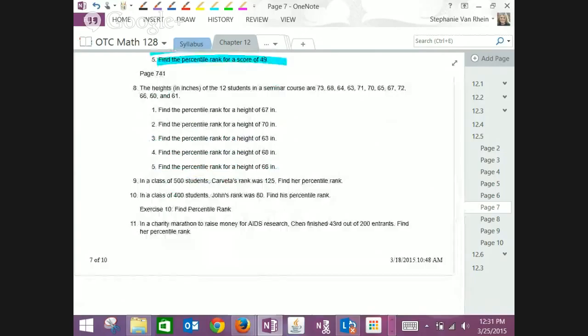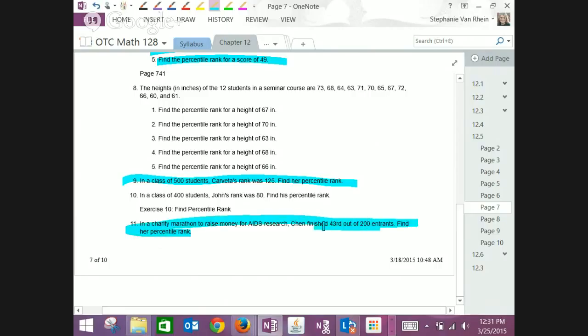Number 9. In a class of 500, this person's rank was 125th. Find the percentile rank. So here we take 500 minus 125. That would tell us how many students are below that student. Divide by 500 times 100. Number 11. This person finished 43rd out of 200. Find the percentile rank. The same approach as number 9. 200 minus 43 divided by 200 times 100.